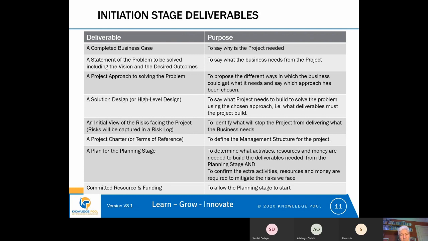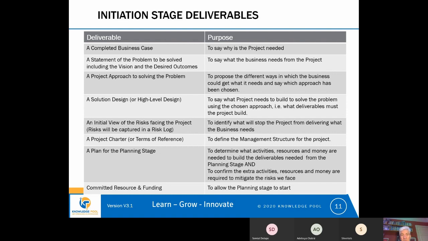So we saw last week that we recommend having an initiation stage to every project. And it's in the initiation stage where you're making sure that you understand the problem that you're trying to solve. You make sure that you've understood the approach that you're going to take, and you have a view as to what the next phase of the project, what the planning stage is going to look like. So you have a plan for the planning stage.